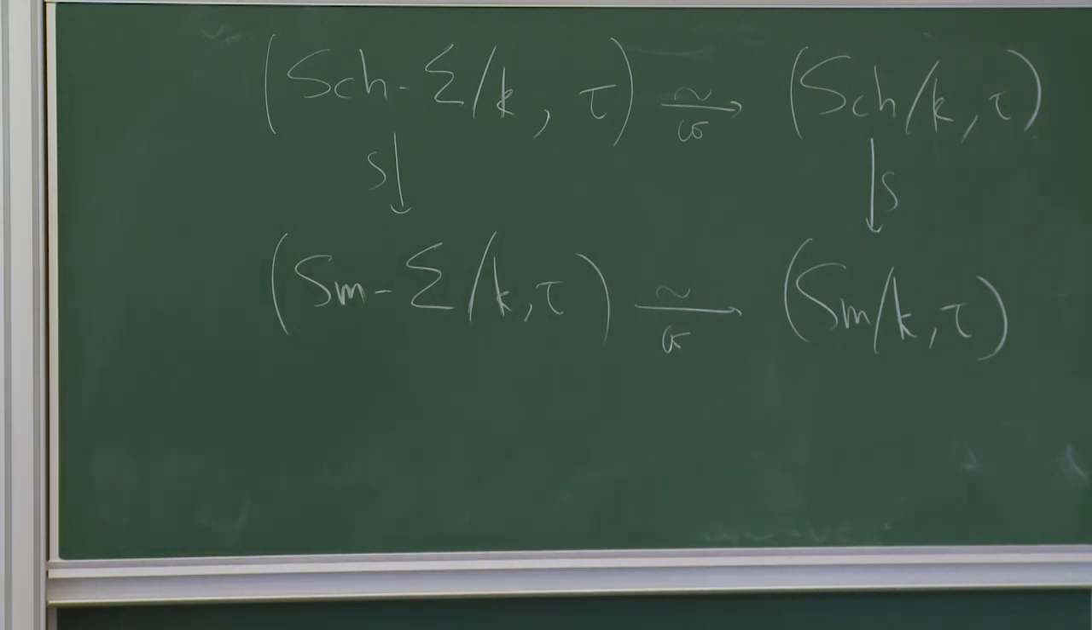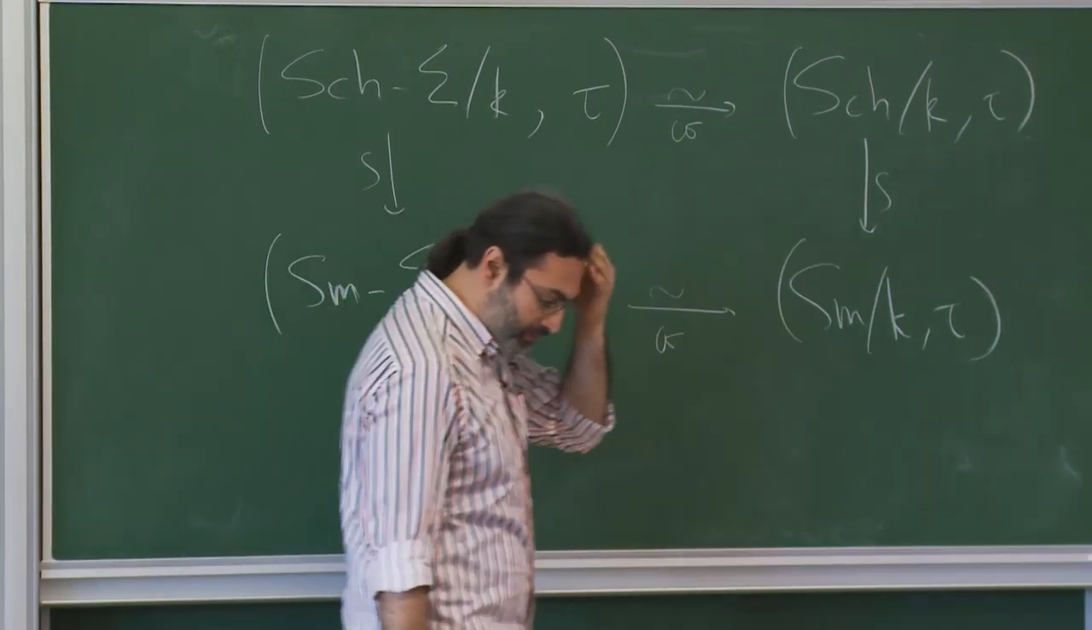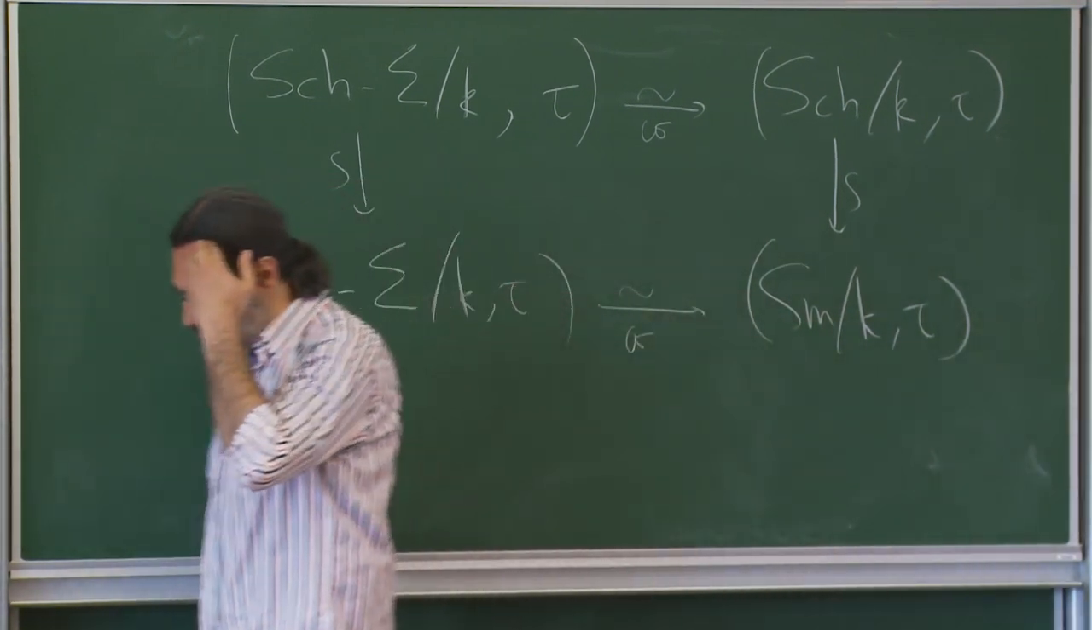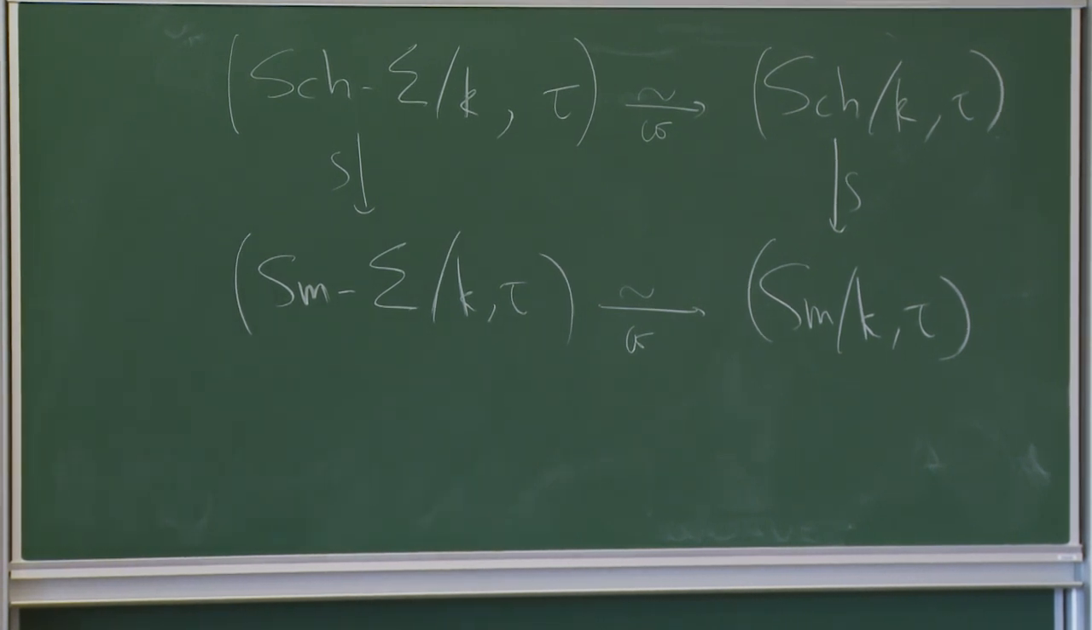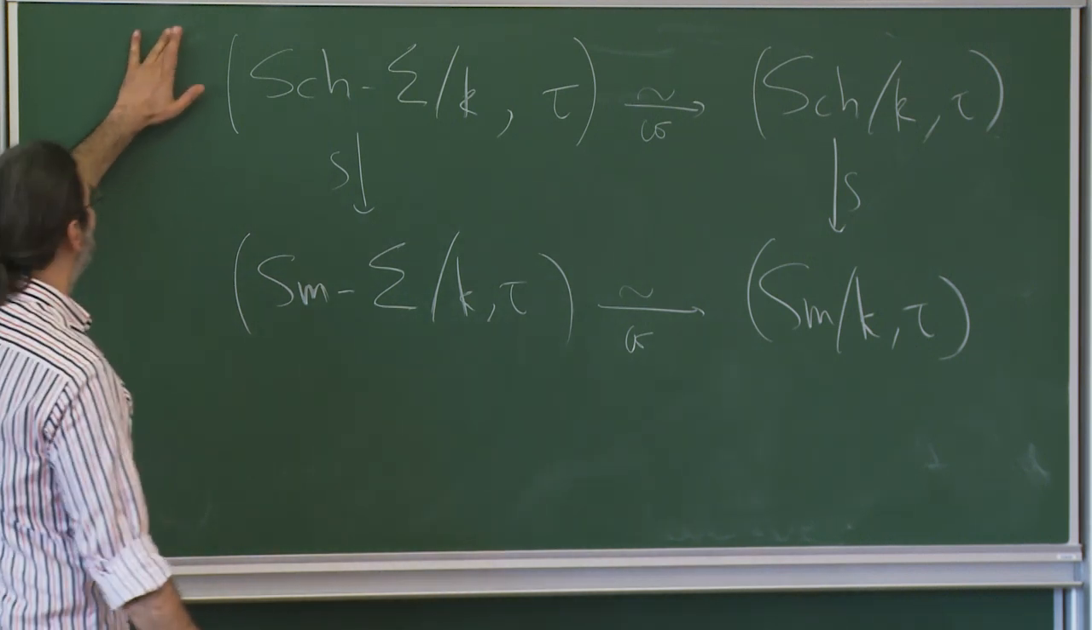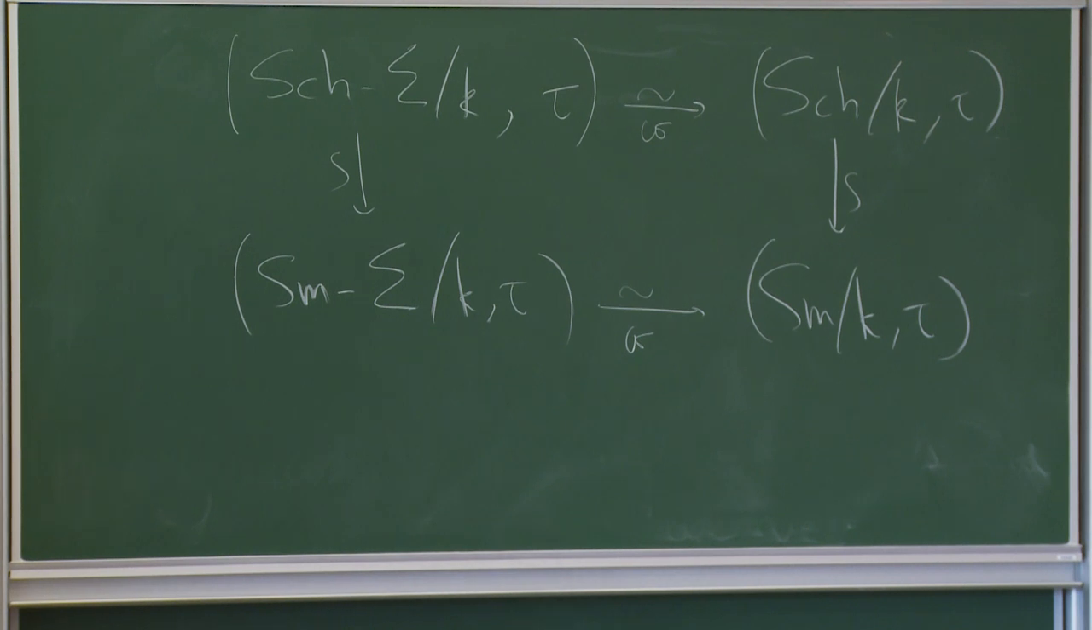So the CDH topology is a topology which is generated by the Nisnevich topology and the blow-up squares. So whenever you blow up something, it's like a cover, okay? Okay, so it's generated by the Nisnevich topology and anything which is finite, proper, and surjective.